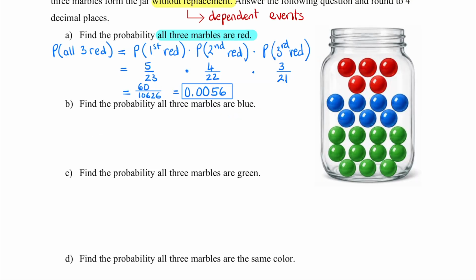Now that we have calculated the probability of drawing 3 red marbles, let's repeat the same process for blue marbles. Notice that the procedure stays the same, only the numbers change. Question B. Find the probability that all 3 marbles are blue. So I want the first one blue, and the second one blue, and the third one blue.